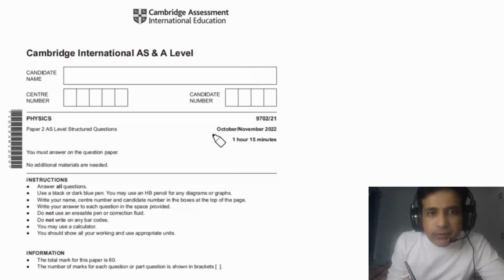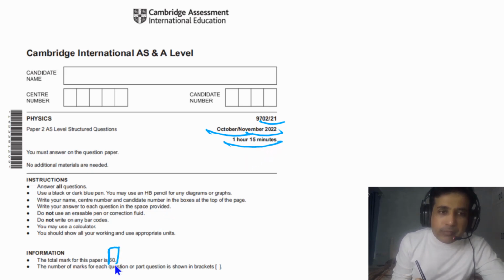In today's lesson, we are talking about October-November 2022, Paper 2, Variant 1. Total time for this exam is 1 hour and 15 minutes and total mark for this paper is 60.